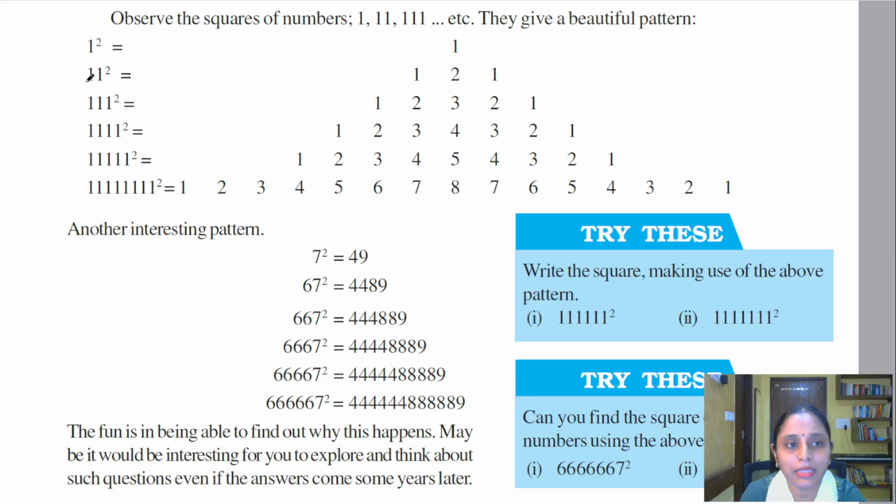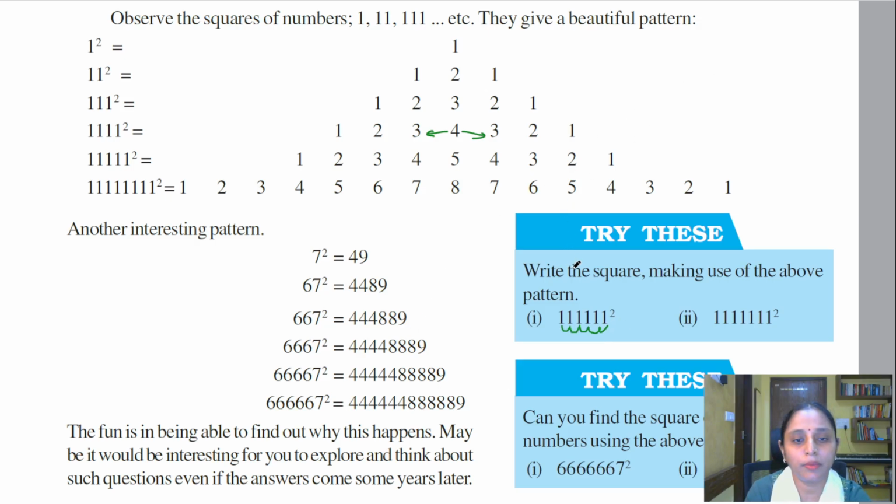Now, here you can see that as many ones as there are in this base, that will be the center number. And from there, you're going to go in the descending order in both ways up to 1. That is the square of that particular number, right? So here, write the square making use of the above pattern. Here how many ones do we have? 1, 2, 3, 4, 5, 6.